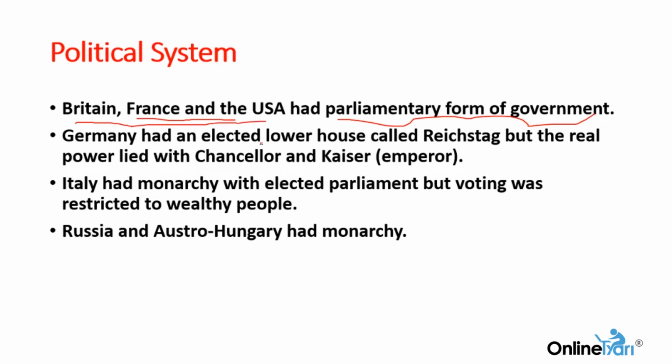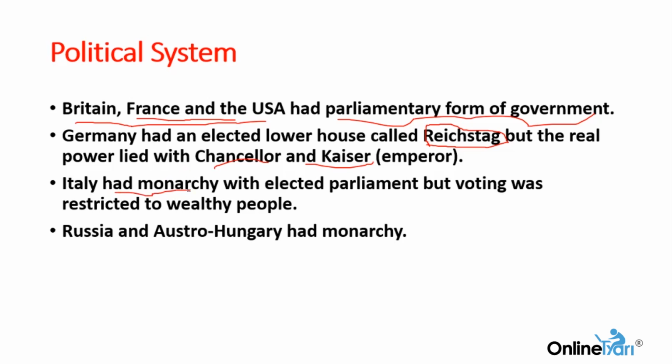Germany had an elected lower house called Reichstag. Germany's parliament was called Reichstag, but real power lay with the Chancellor and Kaiser. Kaiser was the emperor of Germany. So they had a kind of parliamentary system, but that was not effective. The major decisions lay with the Chancellor and Kaiser.